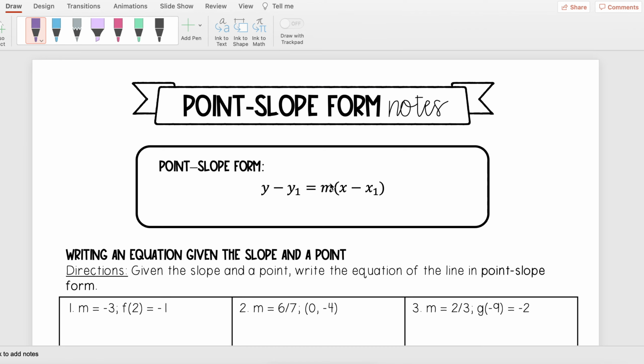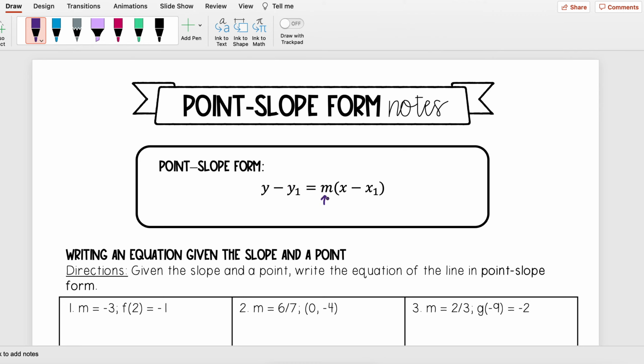Hello everyone. Today we're going to be learning about a new form of linear equations, and that is called point-slope form. So we've already done a lot of work with slope-intercept form, but now we're going to work with point-slope form. That's just another way that we can represent our linear equations. And what point-slope form is, it is y minus y1 is equal to m times x minus x1.